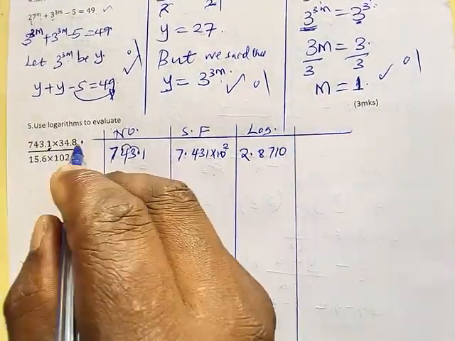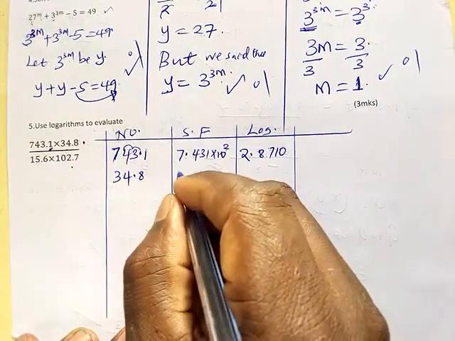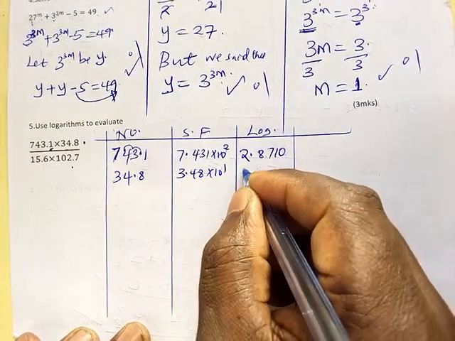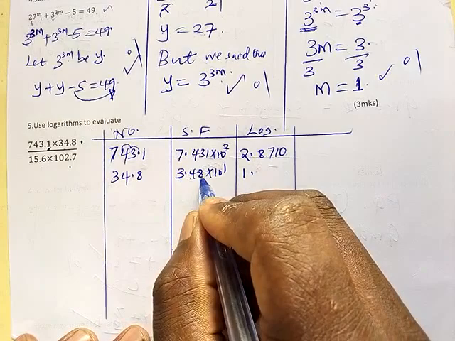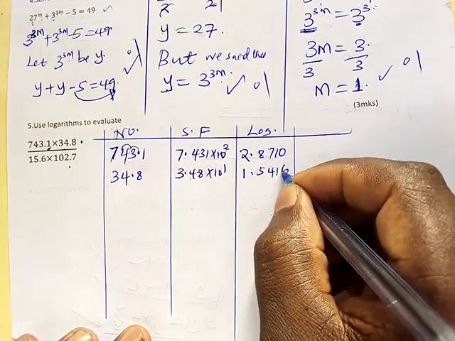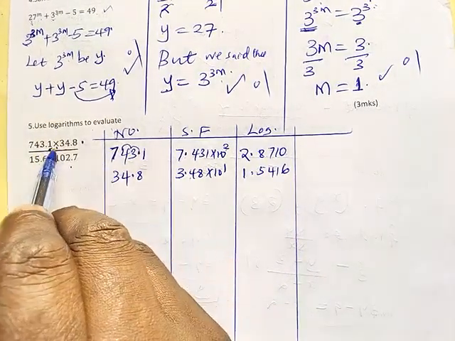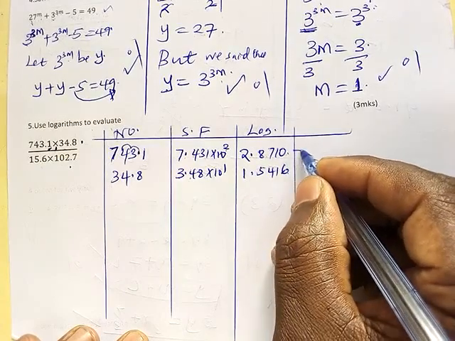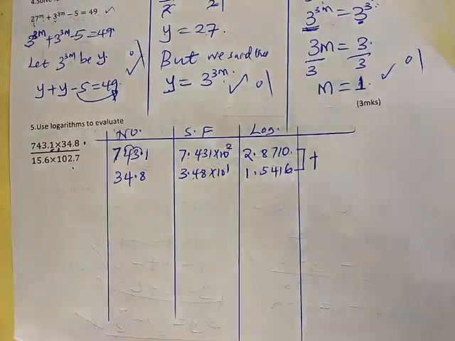The next number is 34.8, and that one is going to be 3.48 times 10 raised to power 1. The characteristic here is 1. The mantissa comes from the log of 3.48, and that one is 5416. So while we have finished the numerator, what do we do? It is multiplication, therefore we add this and this. This and this are supposed to be added for us to get the answer.